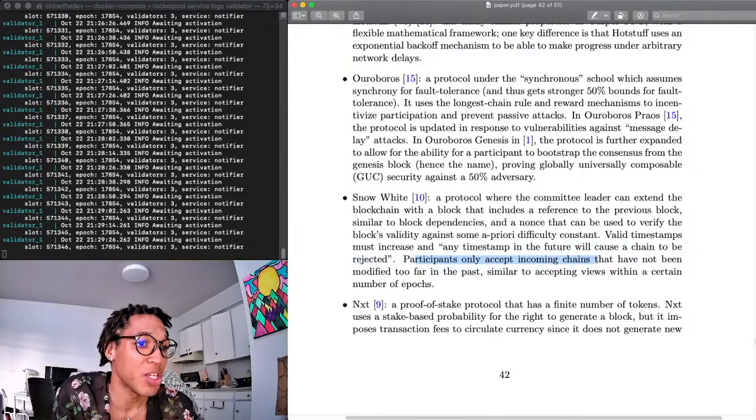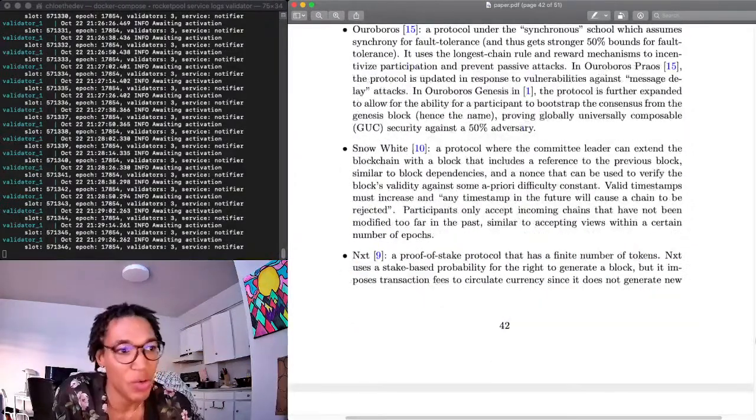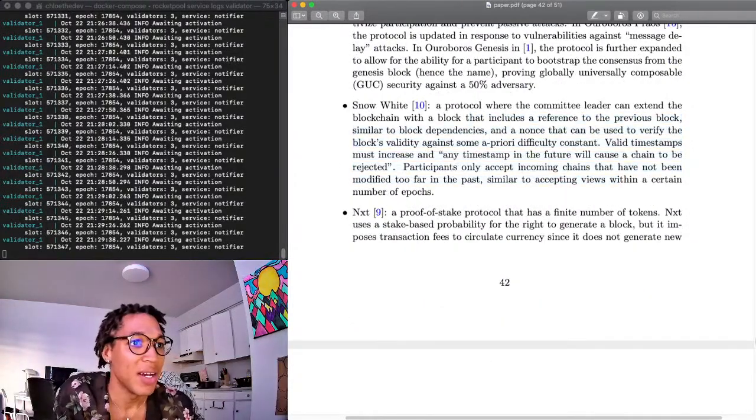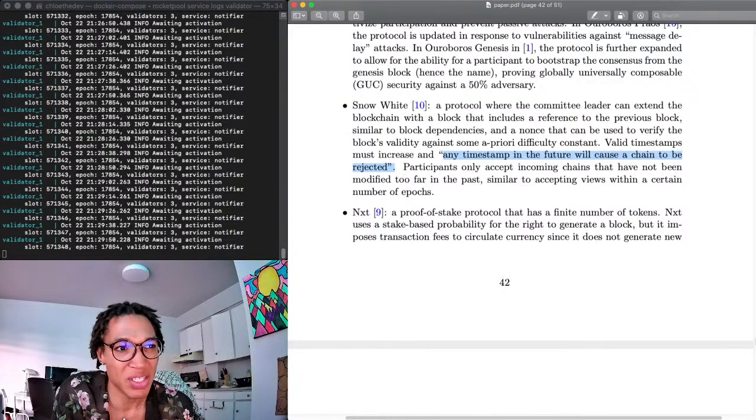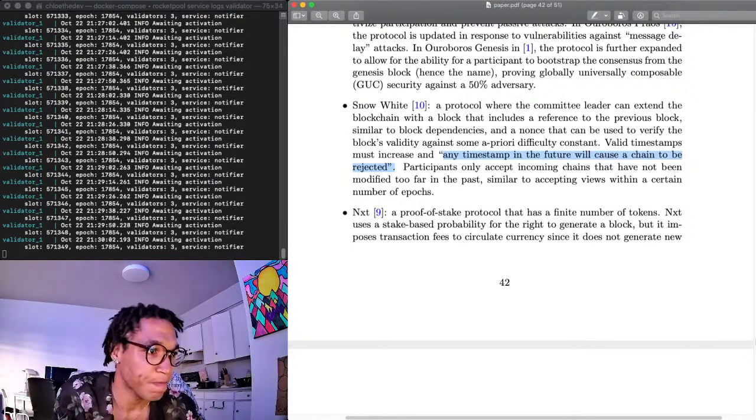Participants only accept incoming chains that have not been modified too far in the past, similar to accepting views within a certain number of epochs. So similar to what we have now, but again, this timestamp issue, which is pretty similar to Ethereum though too. Although in Ethereum I think you could propose things pretty far in the future, and you just wouldn't put something into your chain. You wouldn't attest to something if it was far in the future, but it's not rejected, I don't think. But the client might reject it.